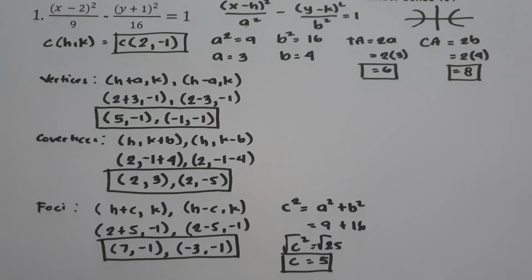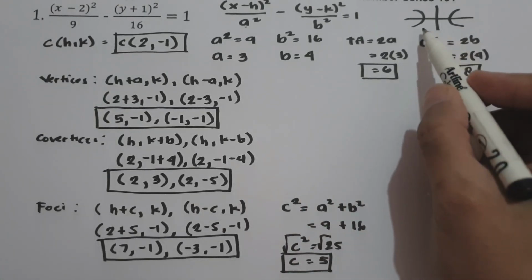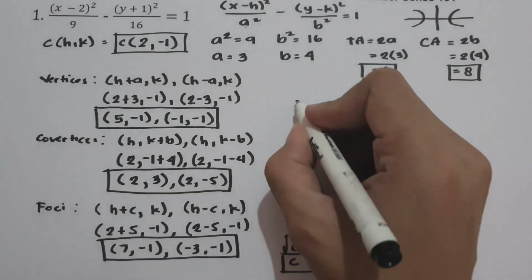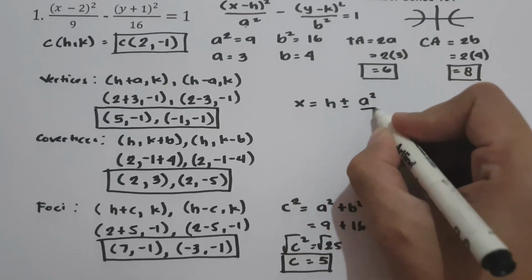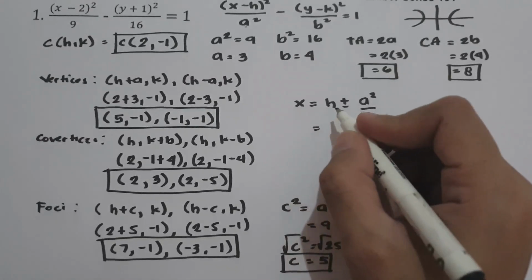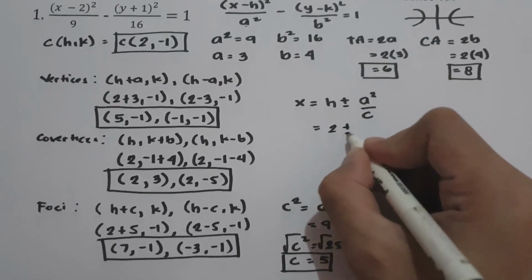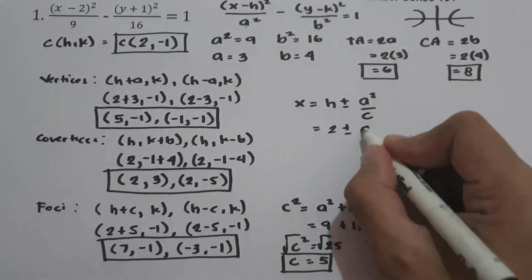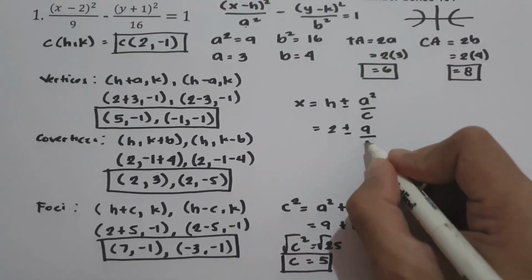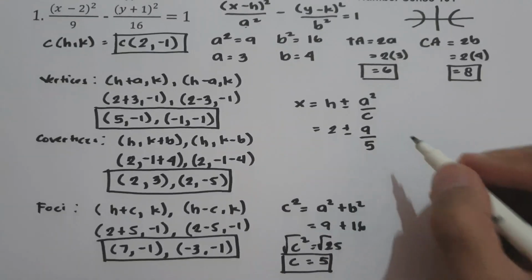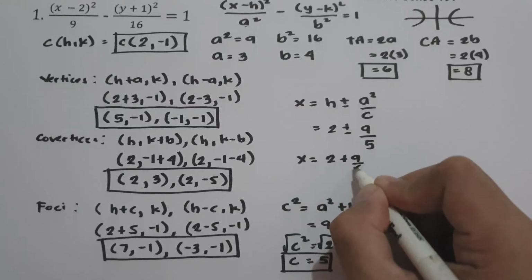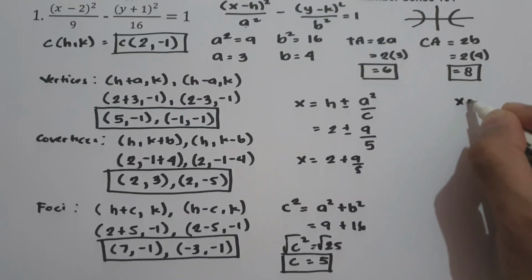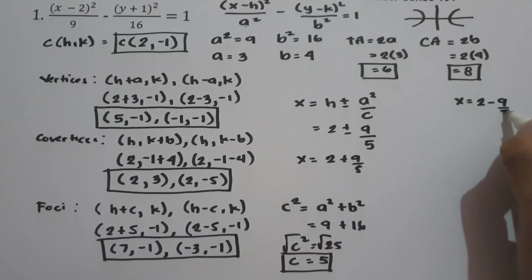And then, let us find the equations of our directrices. Since our hyperbola is horizontally oriented, we are going to use x equals h plus or minus a squared over c. So let us have the value of h, that is 2, plus or minus a squared, that is 9, over the value of c, that is 5. If we are going to separate this, we are going to have x equals 2 plus 9 over 5. On the other side, we have x equals 2 minus 9 over 5.